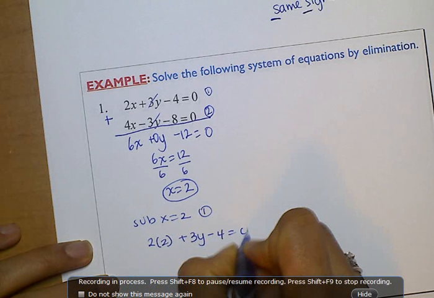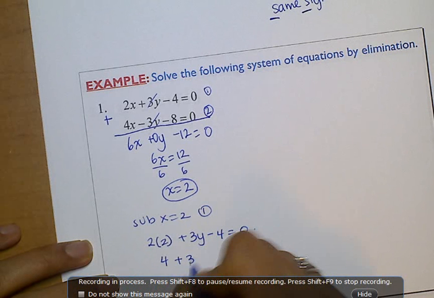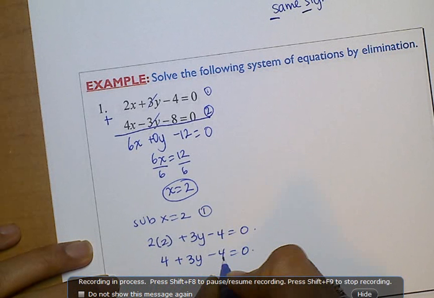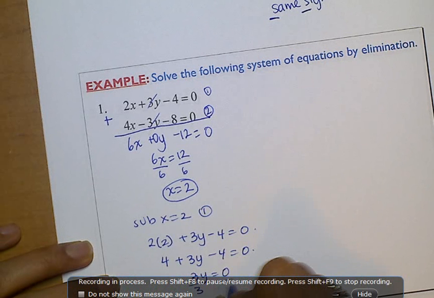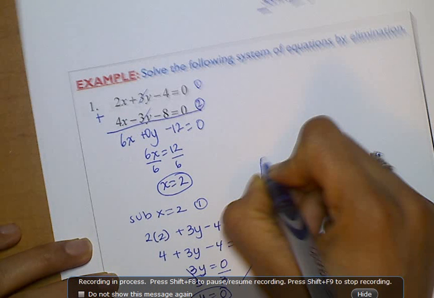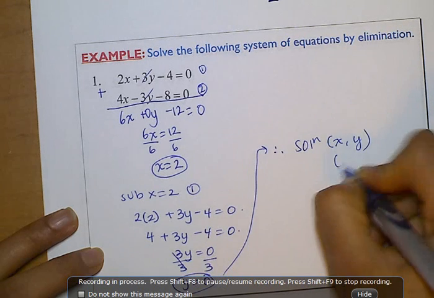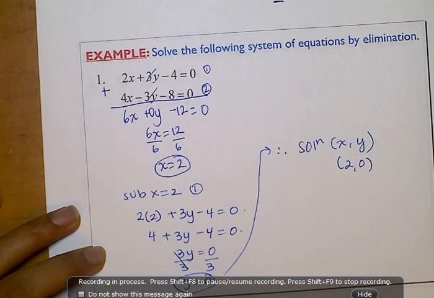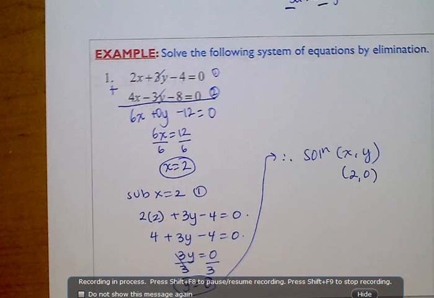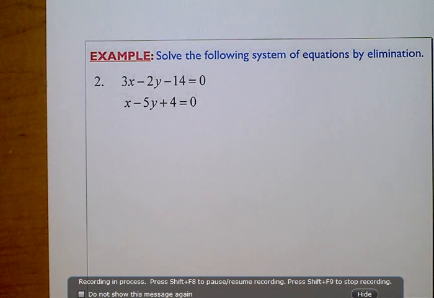So therefore, my solution is x comma y, which is 2 comma 0. Okay. Let's try another example. I'm going to start off by labeling equation 1, equation 2. And I'm going to just make sure that my variables are lined up. So x's are lined up, y's are lined up, my numbers are lined up. The same thing with my equal signs.